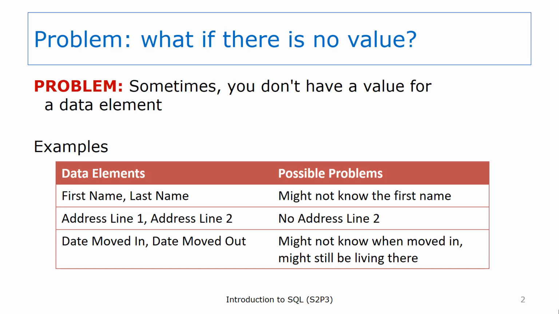On the right side of the example, you see some of the possible problems with some of the data elements. For example, you might not know the person's first name. In some cultures, a person is not identified by a first and last name, but by only one name. For address information, there might not be an address line 2. For the move-in, move-out dates, you might not know one or both of the dates. If the person is still living at the address, there is no move-out date. The issue is, given a table that includes the data elements shown here, how should the missing or unknown values be stored in the database?